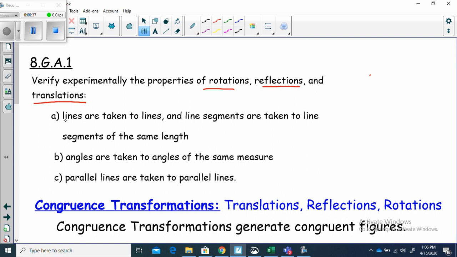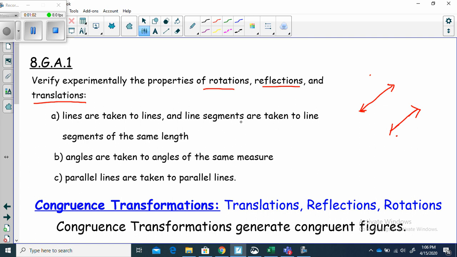Now, when we have congruence transformations, lines are taken to lines. That means if I start out with a line, it's not drawn very well, and I move it somewhere, I reflect it, I translate it. Let's say I were to translate it and move it down. I'm basically going to have the same line.